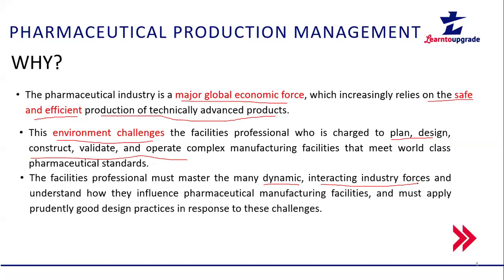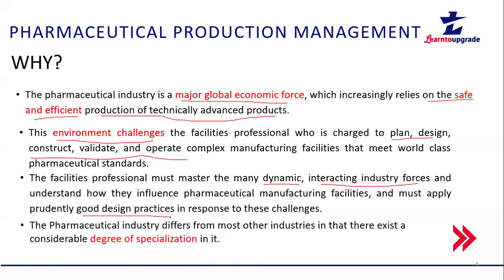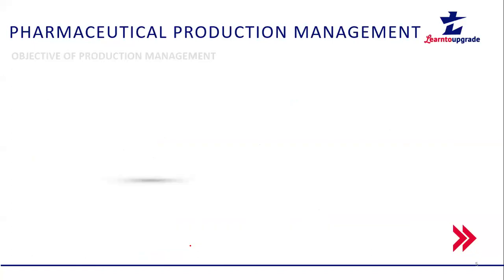And still they have to produce goods which have quality, safety, and a very low cost. So the degree of specialization is really at the maximum level in the pharmaceutical industry, and hence the production unit has to be managed, right? So that is the importance of pharmaceutical production management, right?